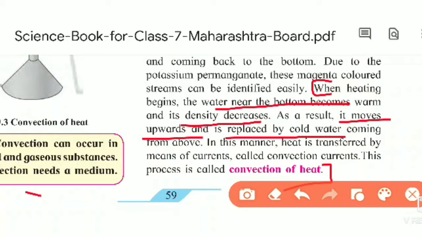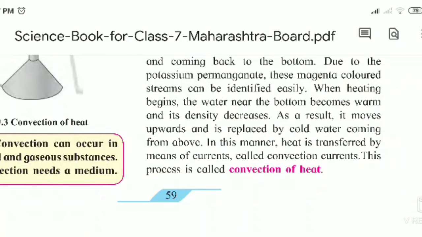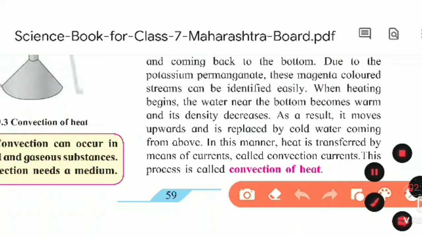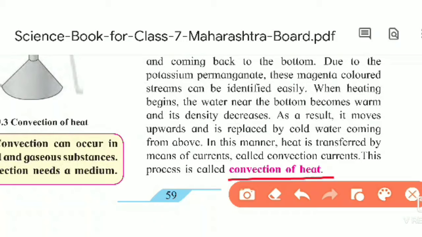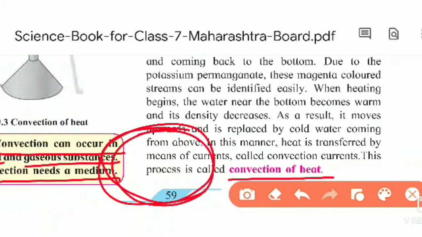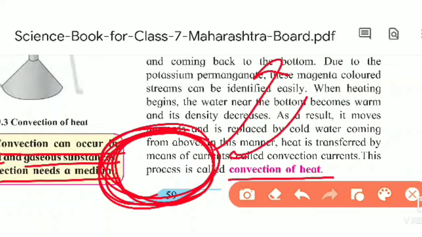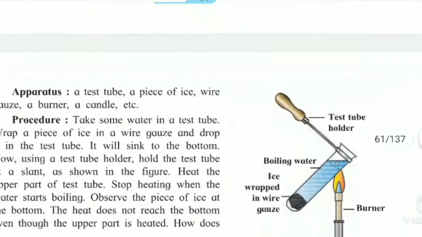One thing is that if solid substances are there, the transfer of heat is called conduction, and in liquid substances, convection of heat takes place. So convection can occur in liquid and gaseous substances, and convection needs a medium. For conduction a solid medium is necessary, but for convection we need a liquid or a gaseous medium. Gases are also the same. When the air near the surface of the earth becomes warm, it moves upside, and the cold air comes downside. This is called convection.